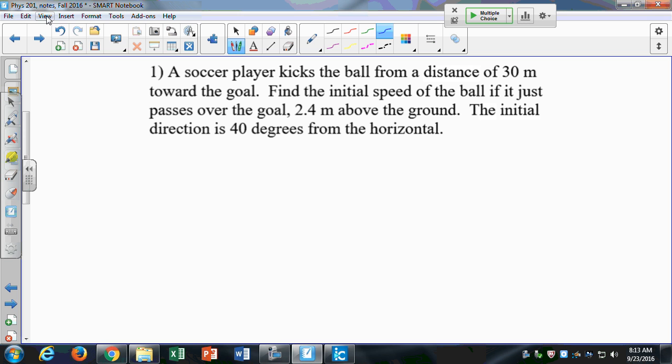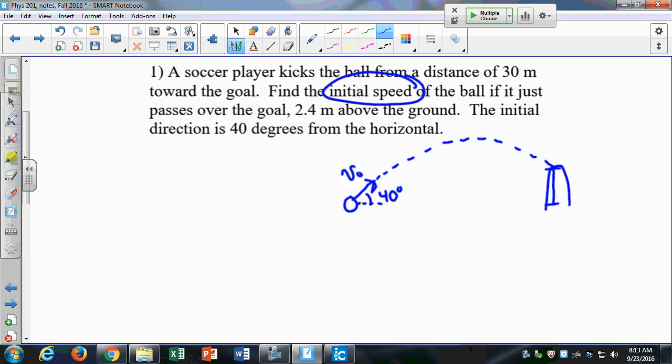So first of all, I know that I have a ball, and I know that I have a soccer goal over here. I know that I kick the ball at an angle of 40 degrees. I don't know V naught, but I want to know what V naught is. So I want to find the initial speed. And I know that it passes over the goal 2.4 meters above the ground. So it comes over here, and it passes just over the goal, when the distance here is 2.4 meters above the ground. And I also know another thing about that point, is that the distance from the goal to the ball is 30 meters.